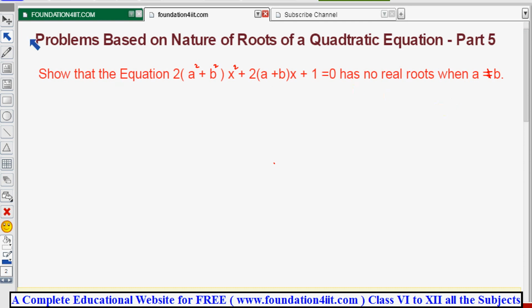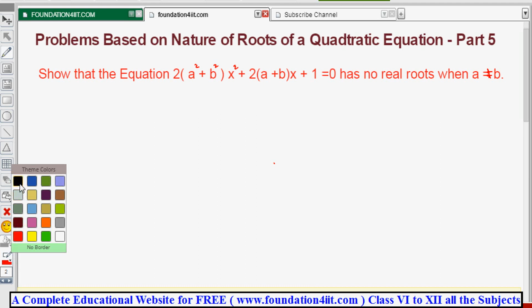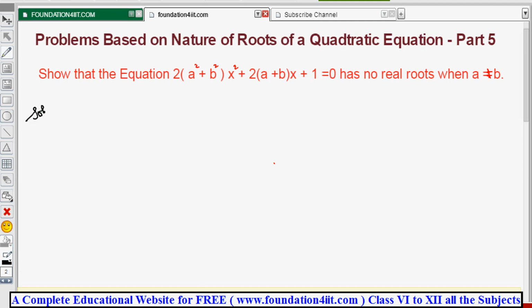So the question is the condition that there are no real roots. If there are no real roots, then the discriminant should be less than 0. So if you prove the discriminant is less than 0, then we can confirm there are no real roots. Okay, let me start the problem. Instead of showing it directly, we only said it has no real roots, so let us find the discriminant here.